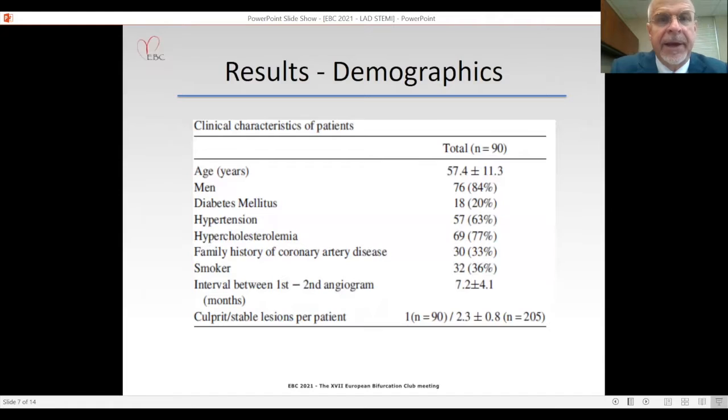In terms of the baseline characteristics, not unexpected for a STEMI population, the patients were relatively young. They're mostly male. Only about 20% had diabetes at baseline. There's a rather high incidence of current smoking in 36% of the subjects. The time between the baseline angiogram and the eventual STEMI was about 7 months. And in addition to the culprit stenosis, there were approximately 2.3 other lesions in the LAD considered as stable lesions.